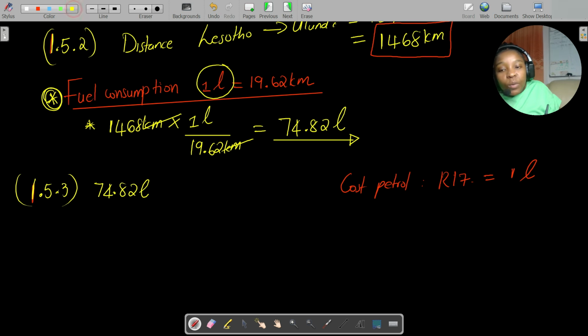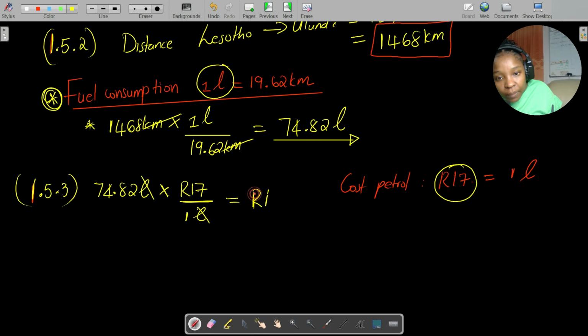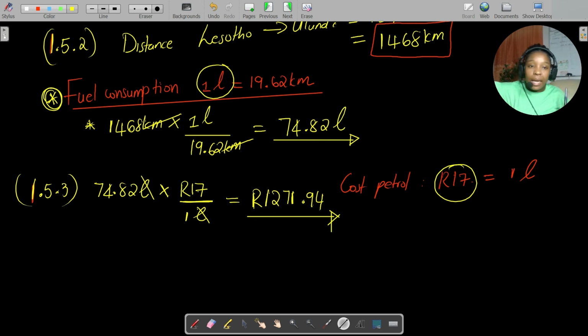So all that we need to do, we take 74.82 liters multiplied by 17 rand divided by 1. Multiply by what you want: you want how much will you pay, divided by 1. So the liters will cancel, and then if you take that 74.82 and multiply by 17, basically she will have to pay 1,271.94 rand for petrol if she wants to go from Lesotho to Ulindi and come back again. Right, so I hope that makes sense.